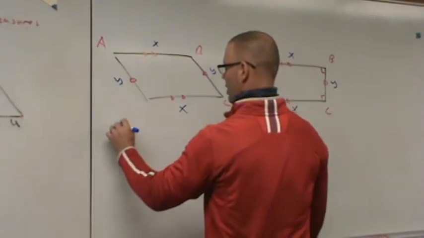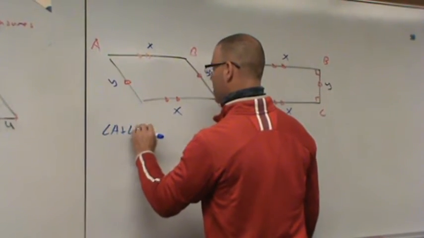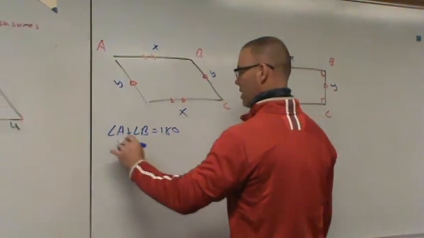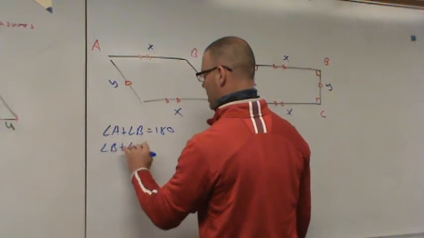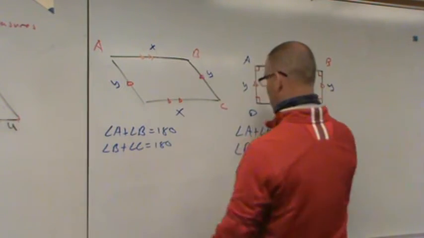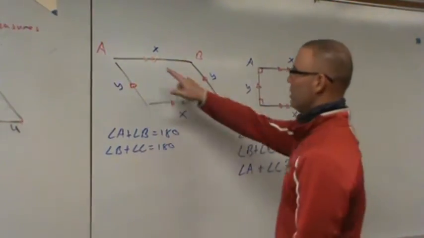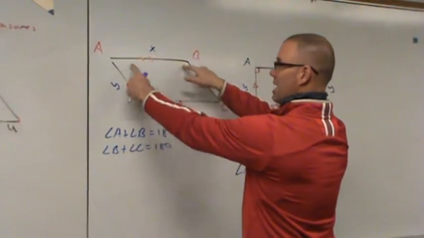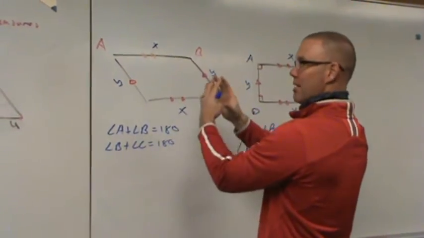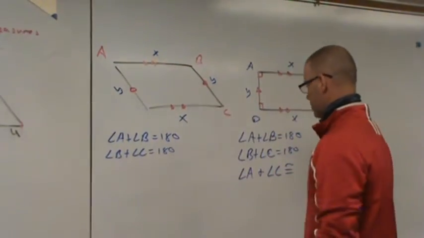I could say that angle A plus angle B is equal to 180. I could also say that angle B plus angle C is equal to 180, just like in a rectangle. Okay? A plus B, these 2 angles add up to 180. These 2 angles add up to 180. And I could continue that.